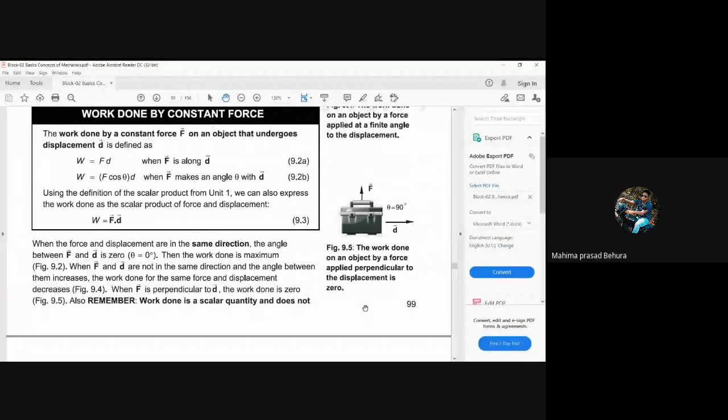So, suppose you apply a force that is opposite to the direction of displacement. Then theta will be 180 degrees. Your force and displacement directions are reversed, in opposite directions. Then work done will be negative, that is minus Fd, because cos 180 is minus 1. Can you give one example of this negative work done?